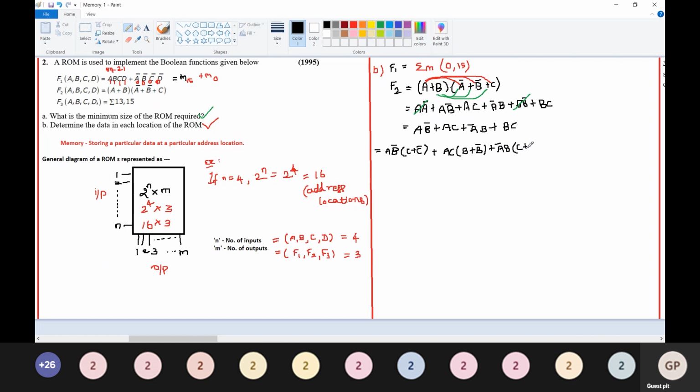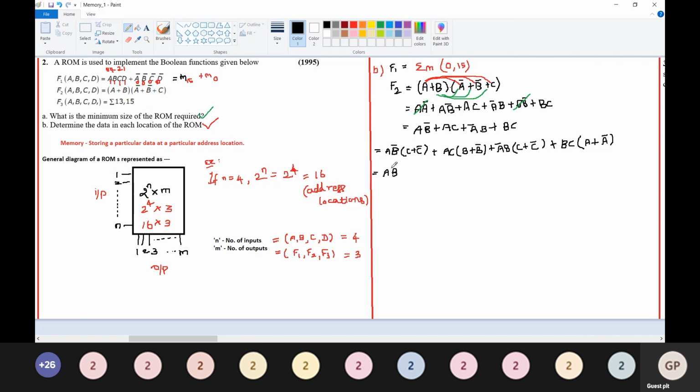C plus C dash. Here again A is missing. Okay, B, C, like this. Here A is missing, so A plus A dash. So now just multiply it, and see that you write in order.